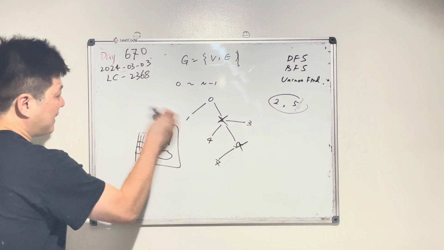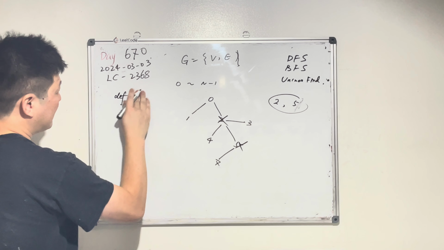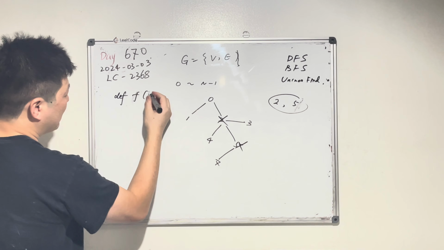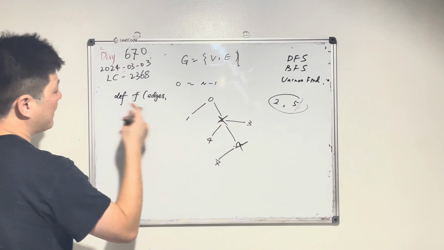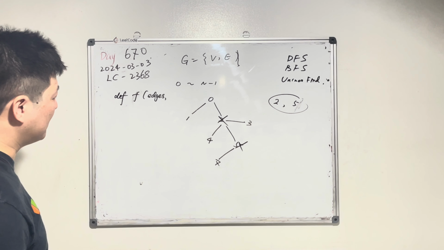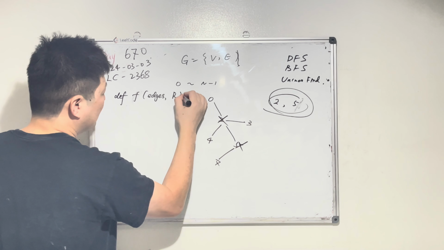Okay, so let's implement the DepthFirstSearch. Should be very easy. Okay, define. Let's say we want to count f. We are given edges, for example, and then what else do we need? And then the restricted nodes, okay, this is restricted, let's say R.